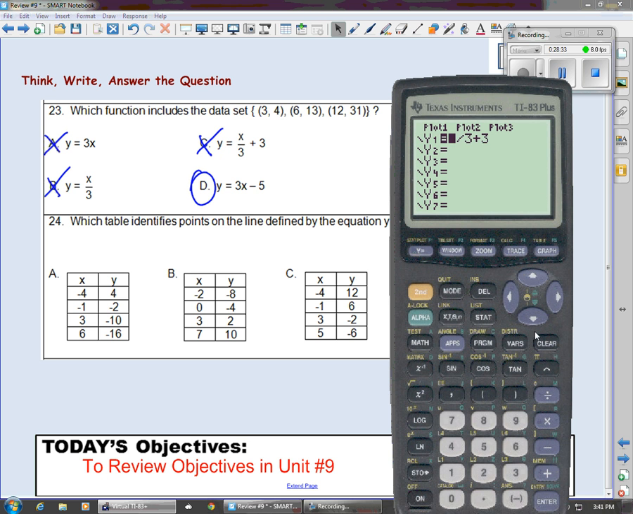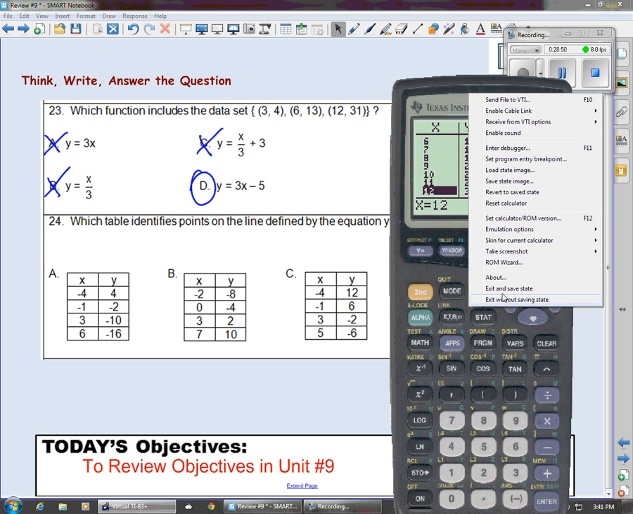Let's double check. Y equals 3x minus 5. I'm going to go check my table. 3 is paired with 4. 6 is paired with 13. And 12 is paired with 31. So answer choice D is correct.